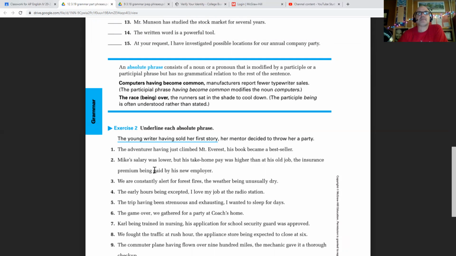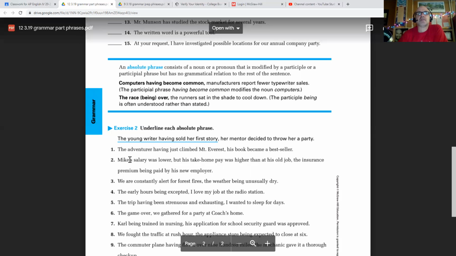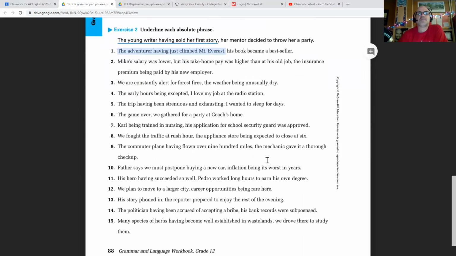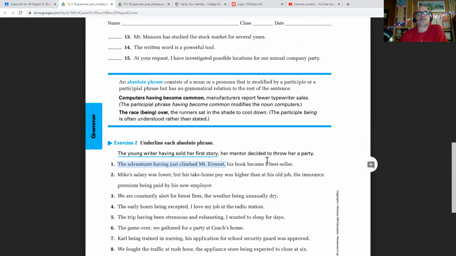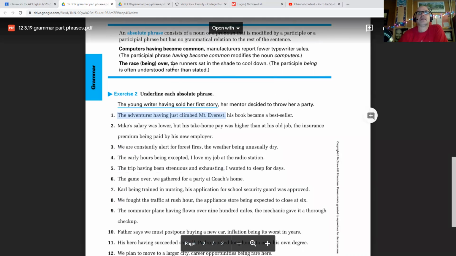So you want to find each absolute phrase. The Adventurer, having just climbed Mount Everest, his book became a bestseller. You could probably tell easily that that is the one there, right? All right. Hopefully you get the idea. Let's do 10 of those too. So 10 and 10. Do later this week. All righty. Bye-bye.